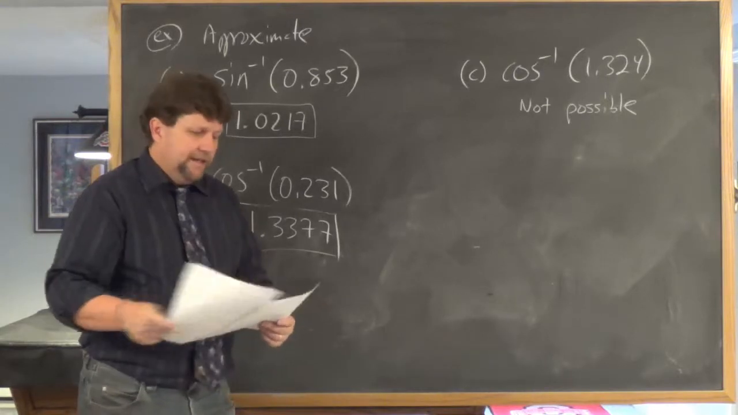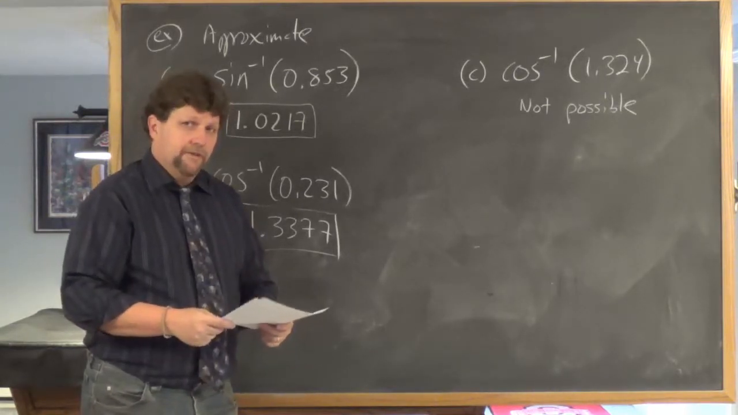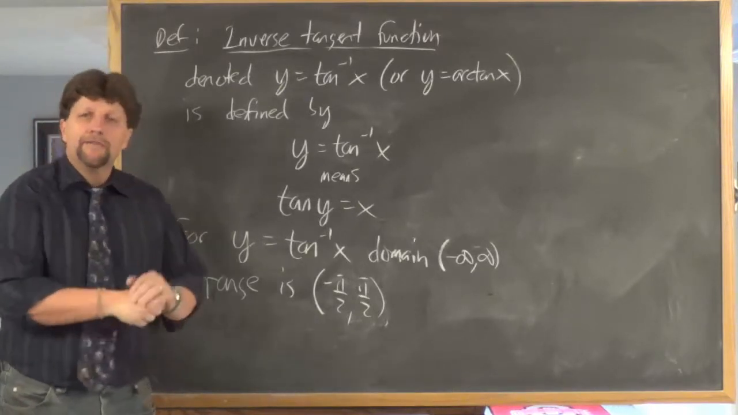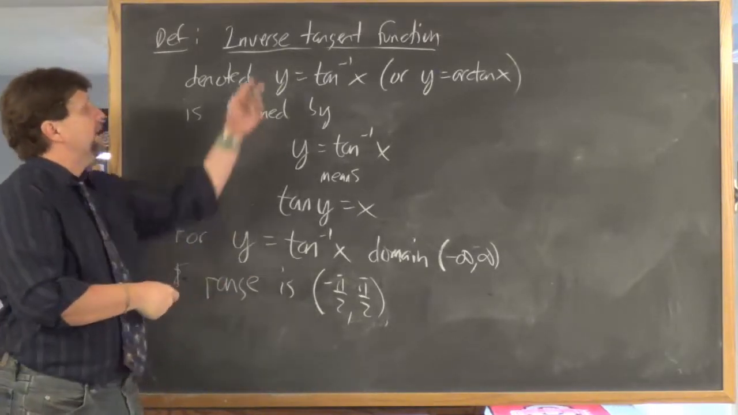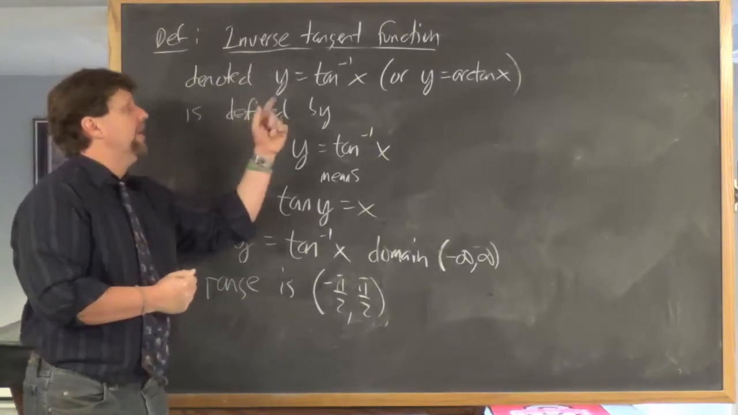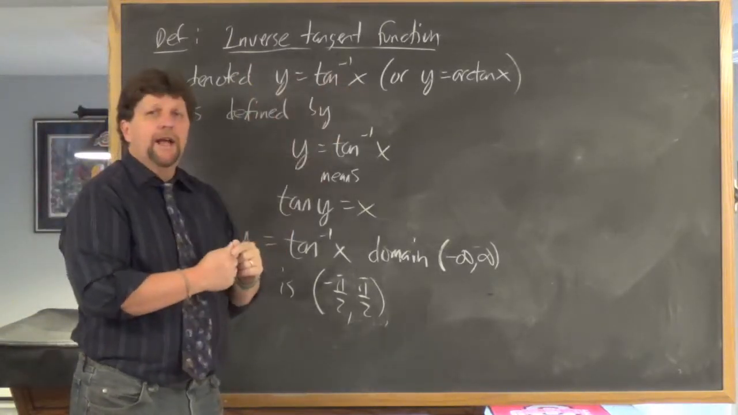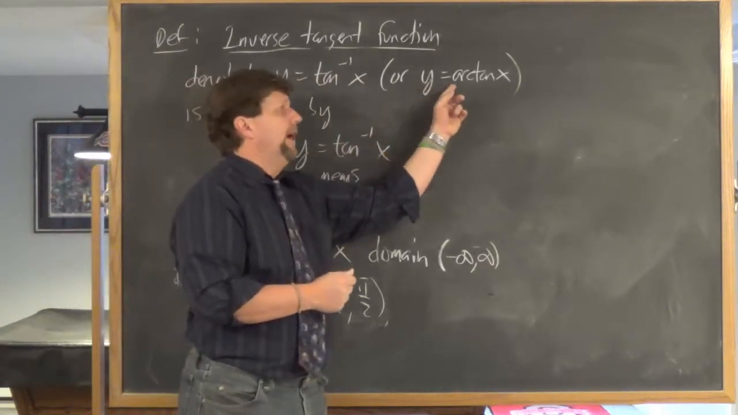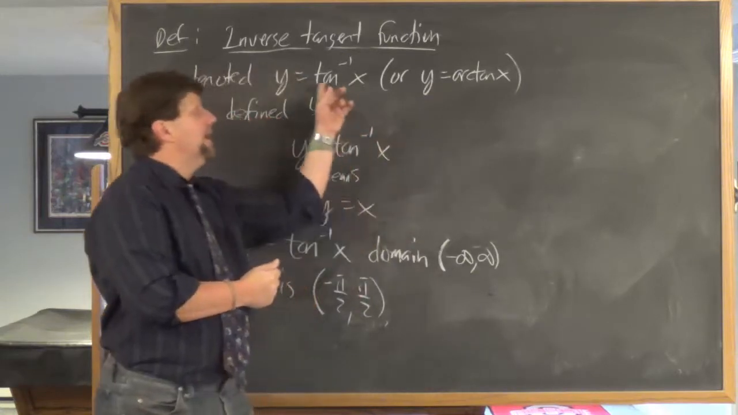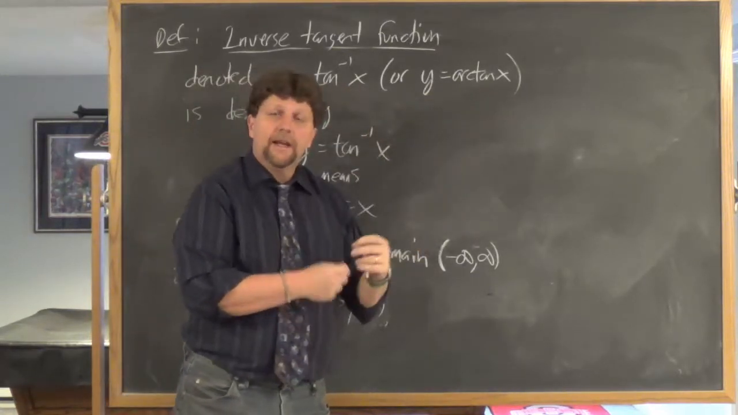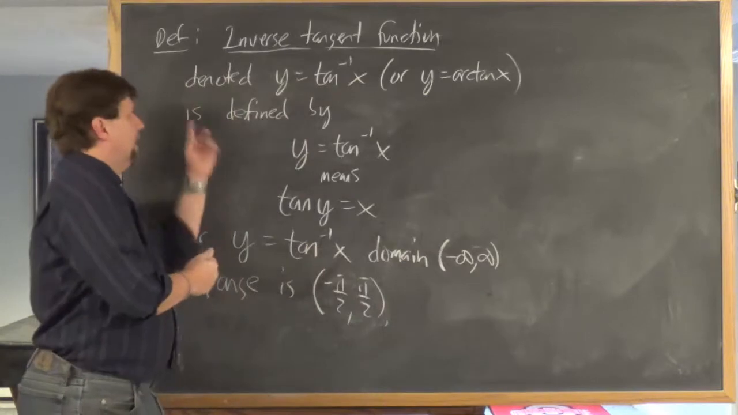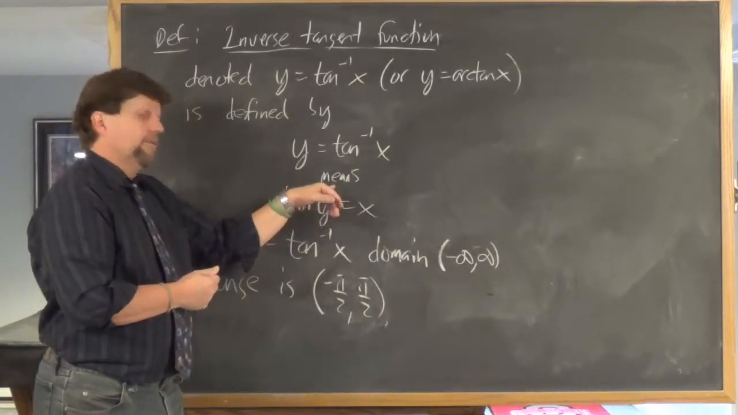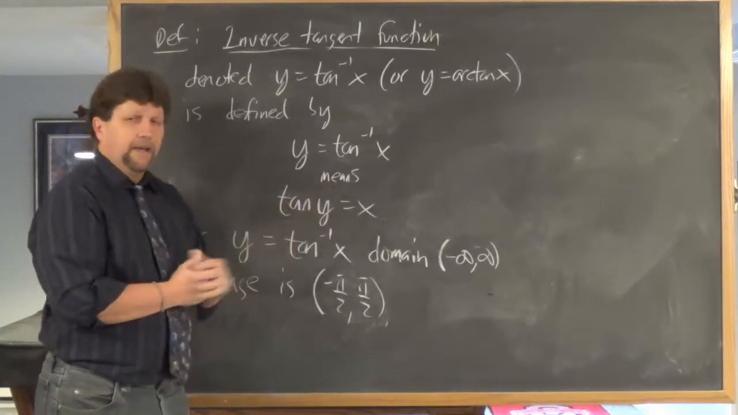Next thing we're going to look at is our inverse tangent function. Alright, here we are with the inverse tangent function. My working definition for the inverse tangent function, which is denoted y equals inverse tangent x, and again, for future work in calculus, you may see it written as y equals arctan x. Inverse tangent and arctan are the same thing. It's defined by, y equals inverse tangent x really means the tangent of y equals x.